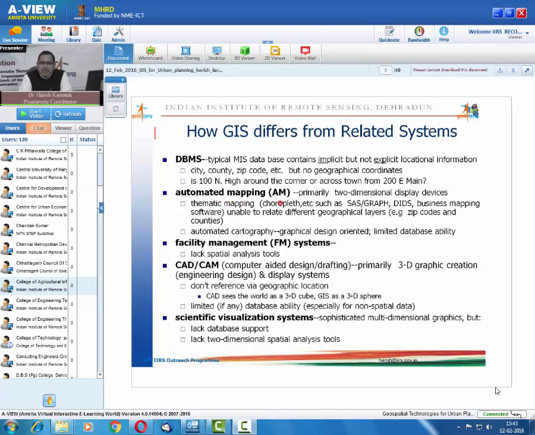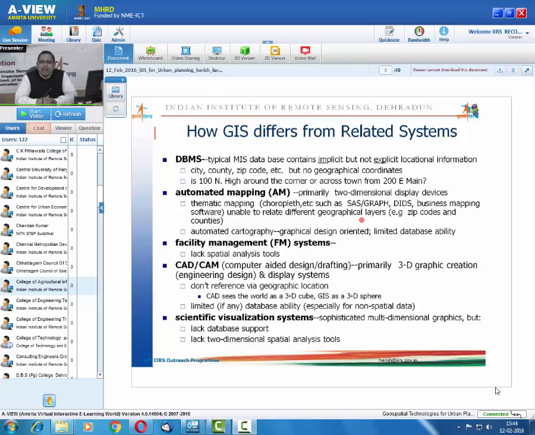Now if you see automated mapping, it is primarily a two-dimensional display device, like thematic mapping. There are different techniques available to generate the map, and here the idea is only to generate the map for printing the atlas. So AM is basically an automated mapping technique using which you can simply generate the map in graphical format. AM can also be integrated with GIS. GIS can give you this AM facility, but it is not only a map creation technology per se. Now the facility management system lacks spatial analysis tools. In a facility management system, spatial analysis will not be available.